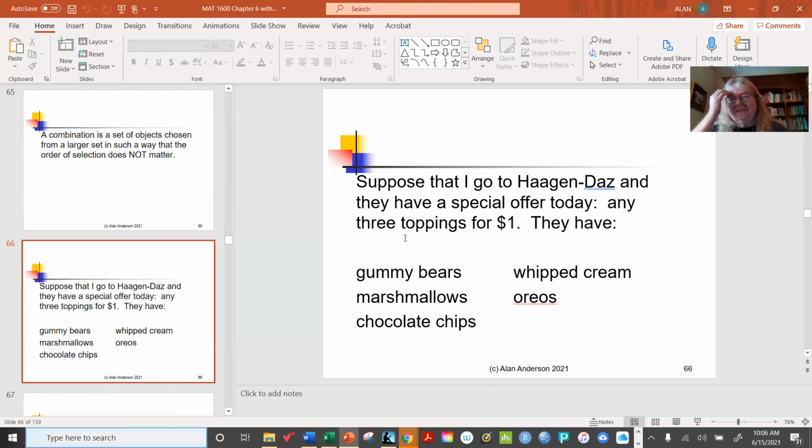And we use this excellent example of Haagen-Dazs. We go to the Haagen-Dazs store in the local mall, and we see that today they're having a special with any 3 toppings can be chosen for $1. The question is, how many choices do we have?